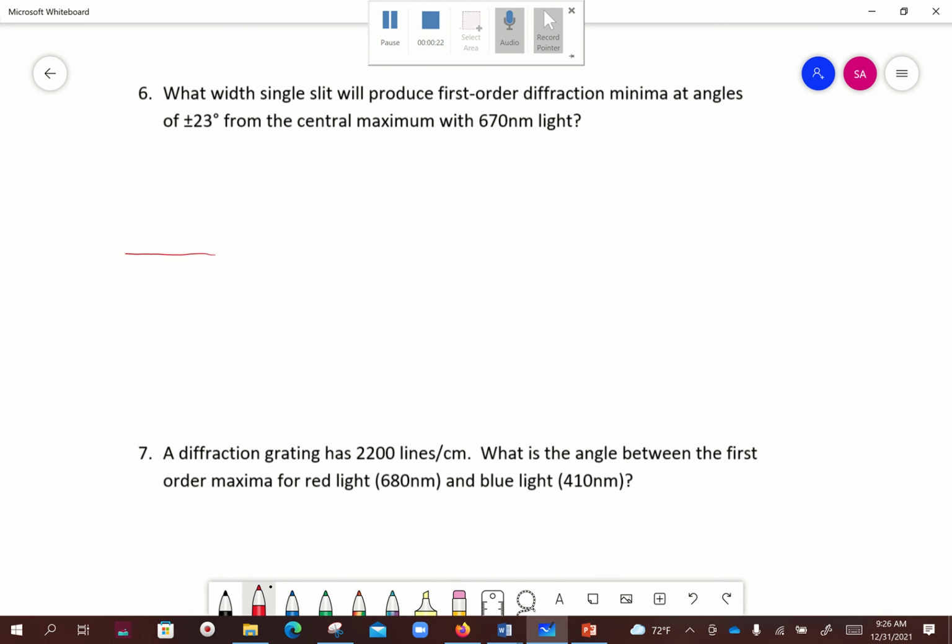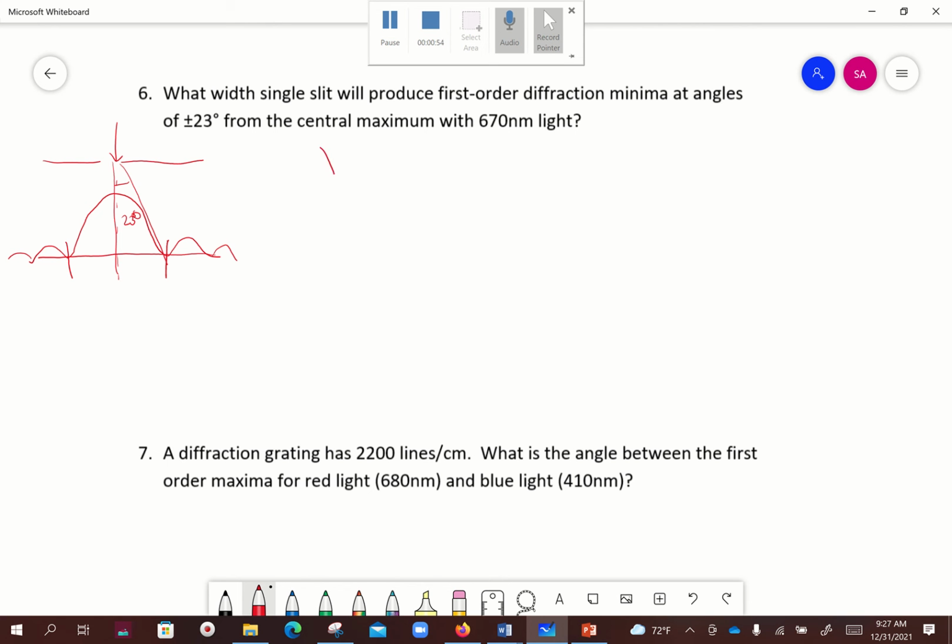So for single slit diffraction, what happens is light comes in through a single slit and it creates one broad peak, and you have smaller maxima off to the side. And so what it's asking is, where is it that you have an angle of 23 degrees? What slit width do you have to have an angle of 23 degrees between the center peak and the first minima?